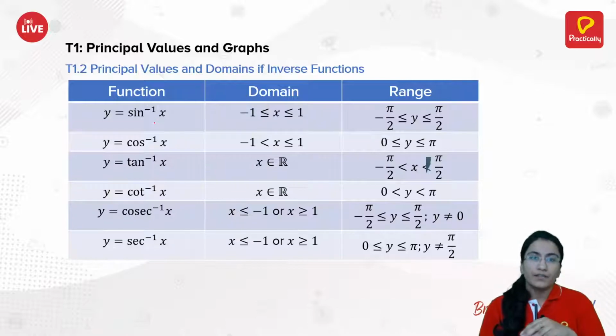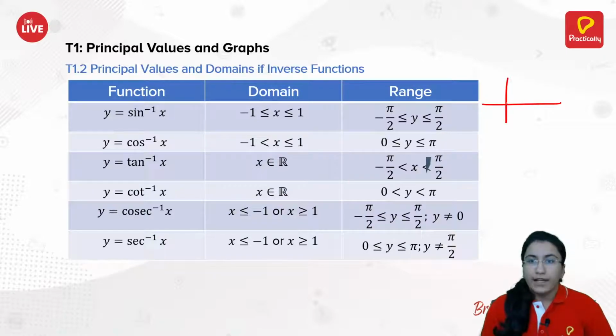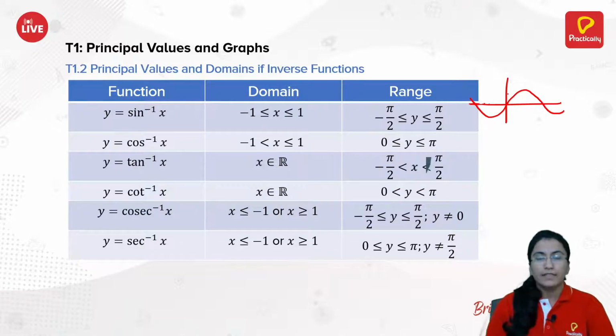Why from -1 to 1? We can see this from the graph of sine x. How? Let's just see. If we draw the graph of sine x, basically you will be having a graph like this, like you have these as your sine waves, right?